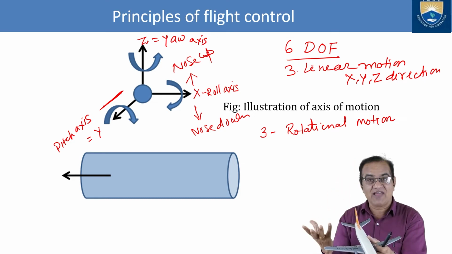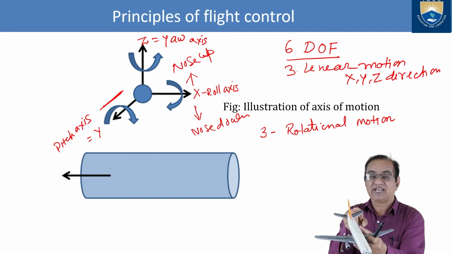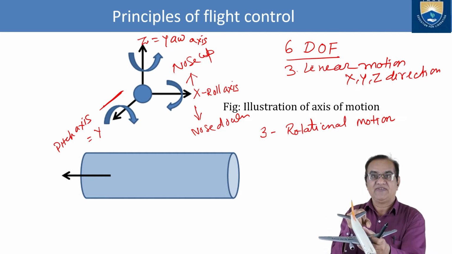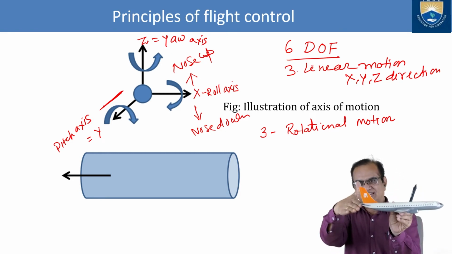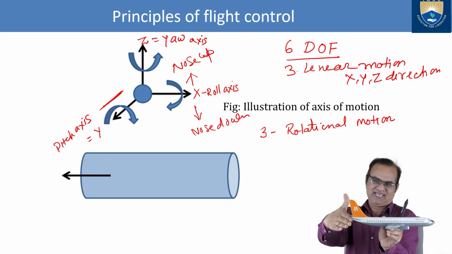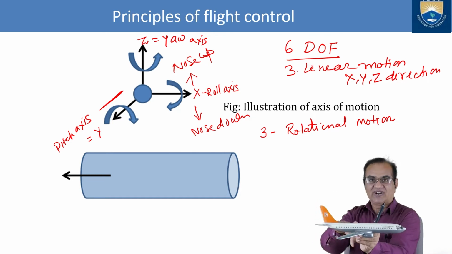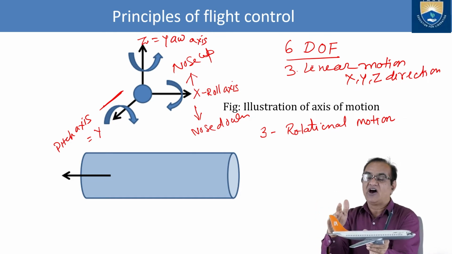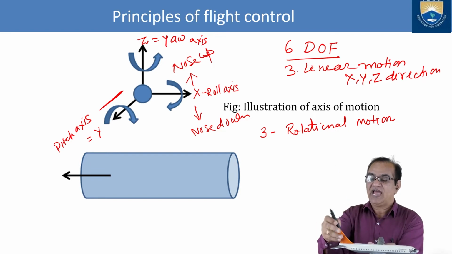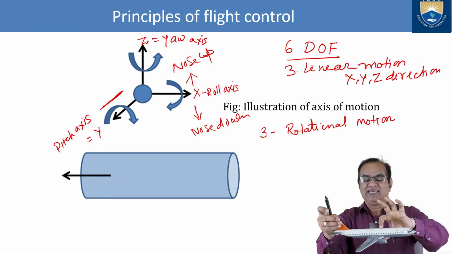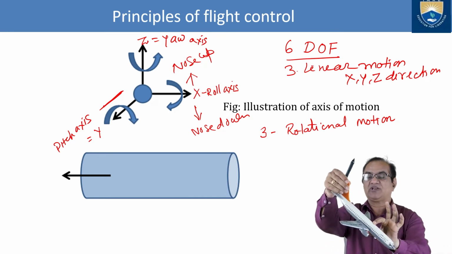Where will I get this force from? I have to deflect this elevator downwards. If I deflect the elevators like this, you can see here, the angle of attack and the camber of this horizontal tail is increased and additional lift will be generated here, and this lift, because the CG is here, will try to make the nose go down.